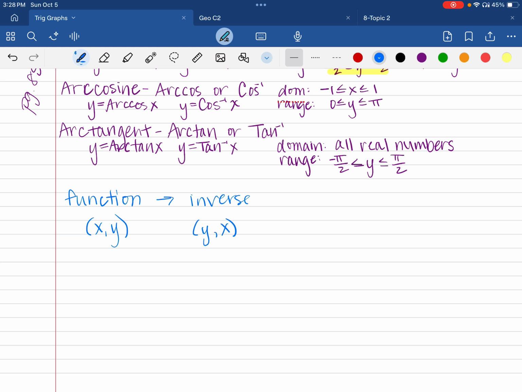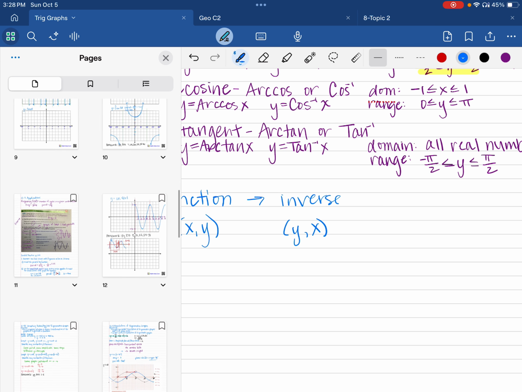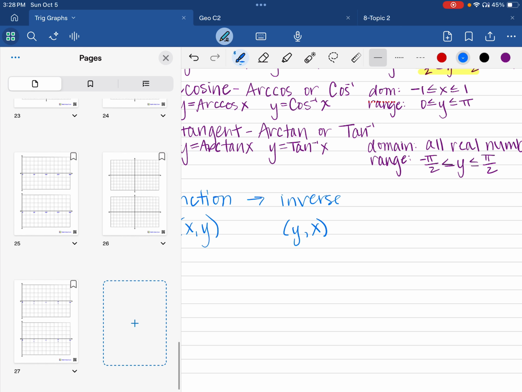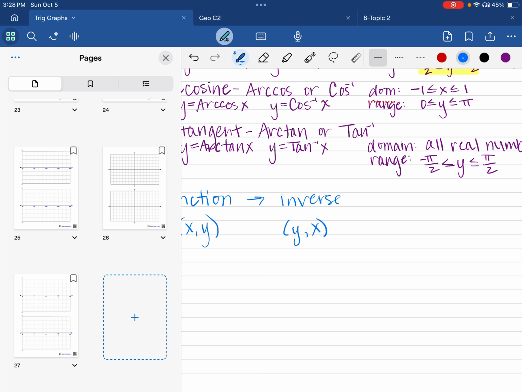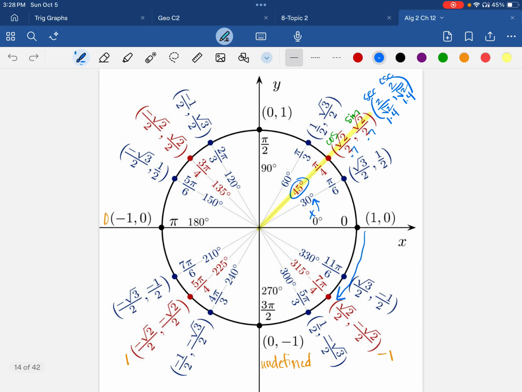If you look at your unit circle, do I have one in here? Why do I not have one in here? Hold up. Let me grab the one from here. Okay.